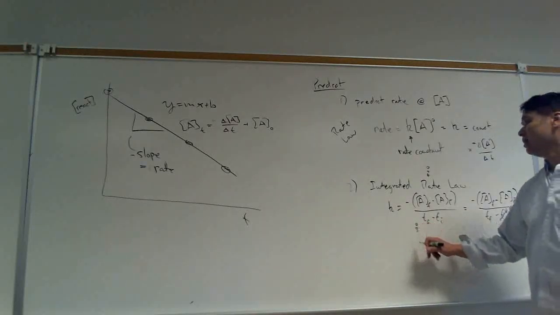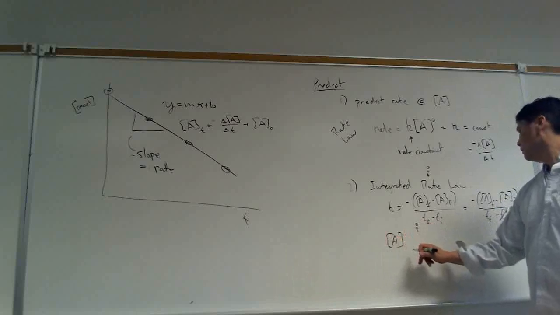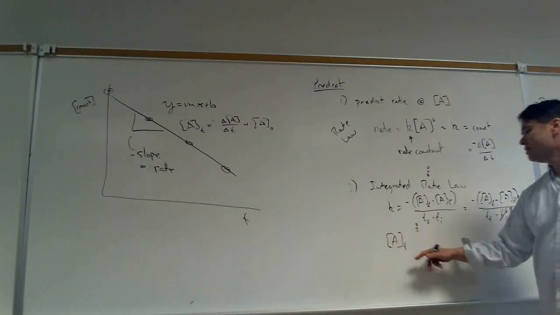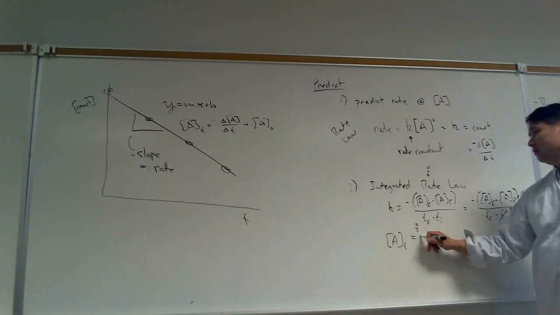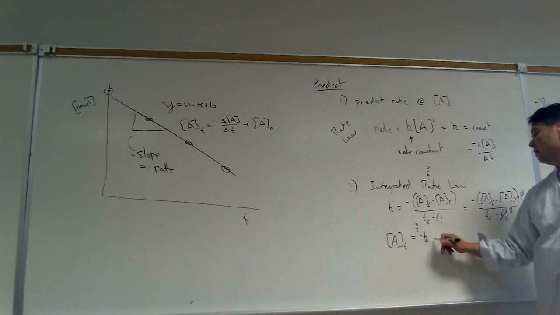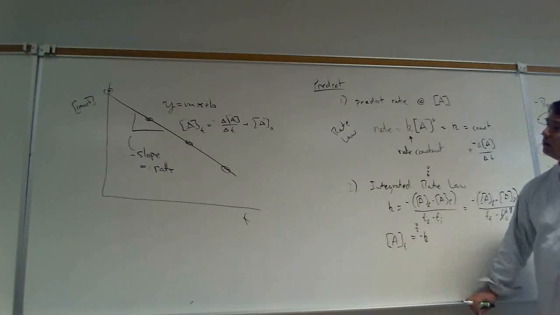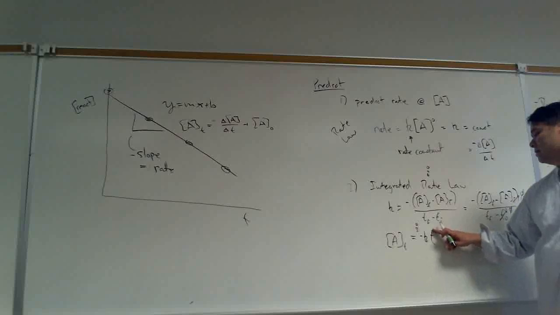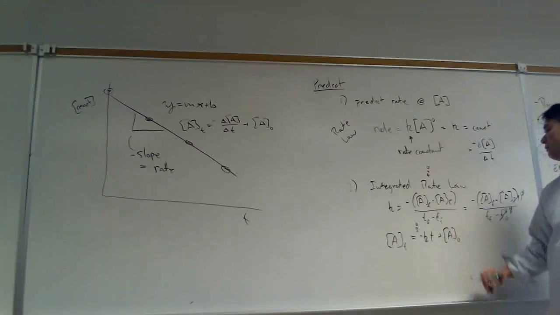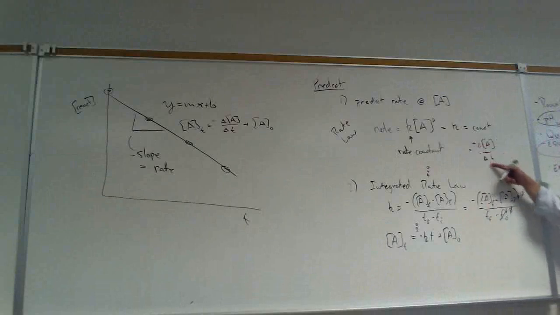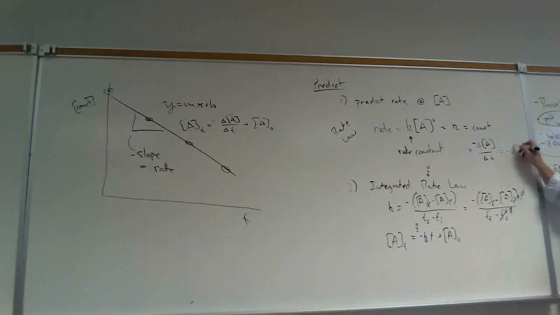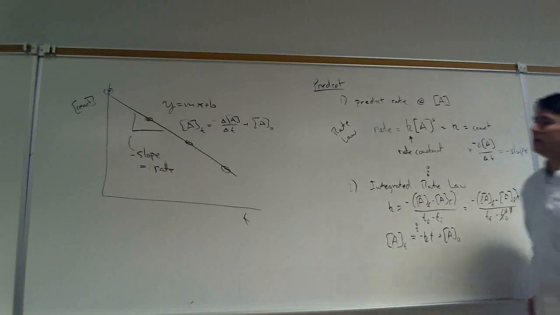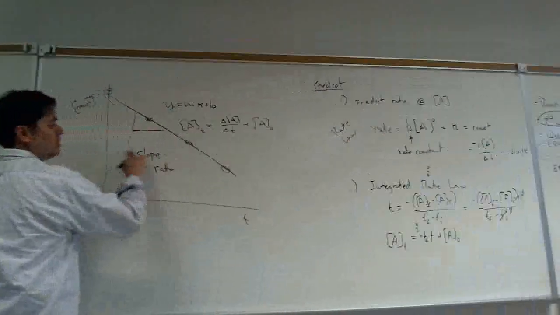And then if we continue to solve this, then we get A at time T, which is T final, is equal to minus K times T, that's K times T, plus A at time 0, where K is the negative of the slope. You see that? This is the negative of the slope. So this is called the integrated rate. And so we see that as the concentration changes, the slope just stays constant.